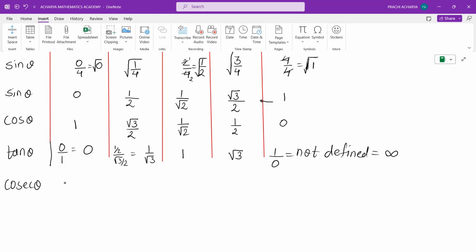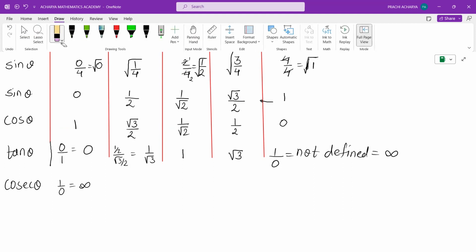So one reciprocal क्या हो जाएगा 0 का? 1 upon 0. So 1 upon 0 means again not defined. You can give the symbol of infinity. So I'll just keep the fair part. I'll just, for showing you how it comes, we'll do rough part. Okay.